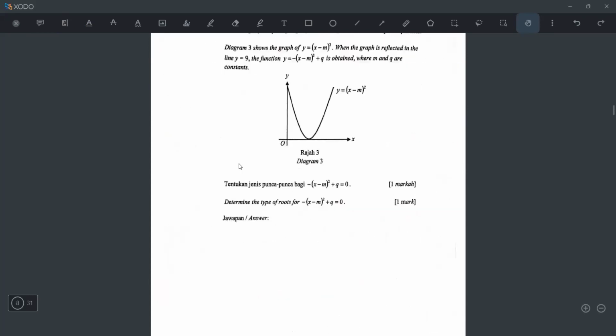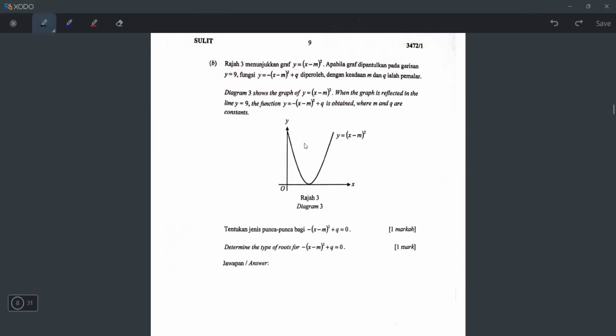Okay, let's look at question B here. Question B. Diagram 3 shows the graph of y equals to x minus m square. So obviously it's a quadratic curve. When the graph is reflected in the line y equals to 9, the function is obtained where m and q are constant. Determine the type of roots. I don't care what they say here because it looks complicated, so I will come back to this later. I see what they want first.